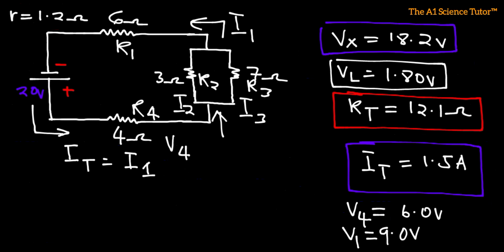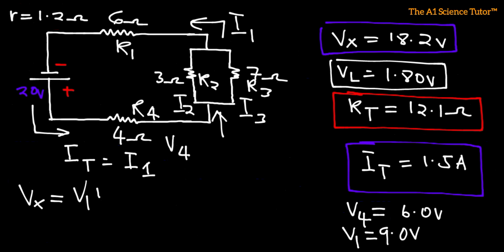Now, if we have this, we know that Vx, which is the terminal voltage, that is the voltage left for us to use within the external part of the circuit. That is given as 18.2. Now, that will be dissipated over the first resistor, which gives us the voltage drop over the first resistor, which is represented as V1.